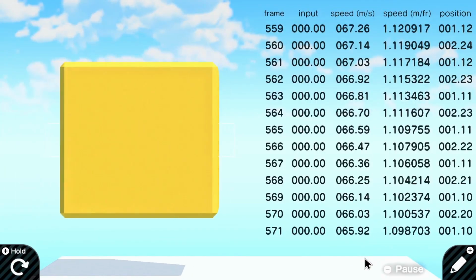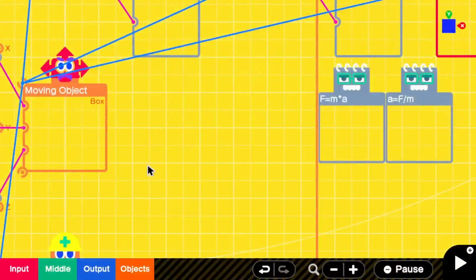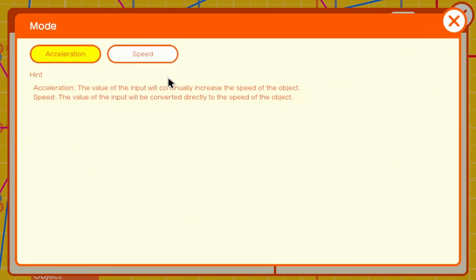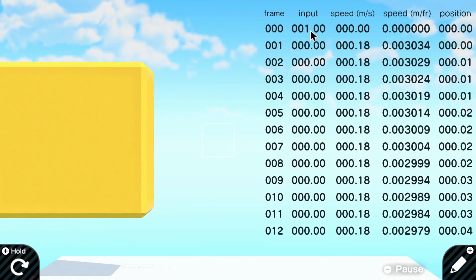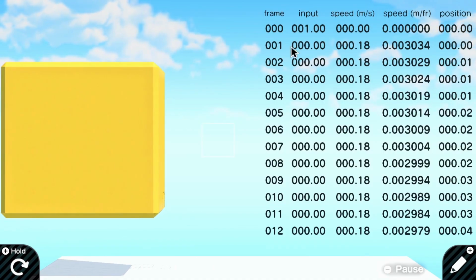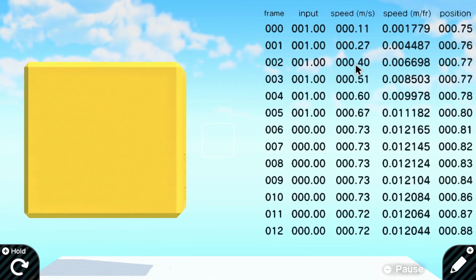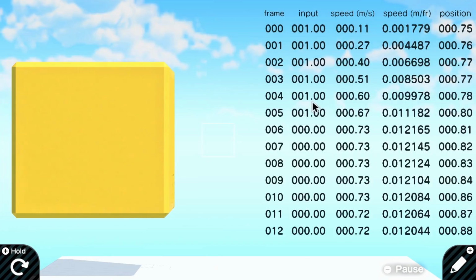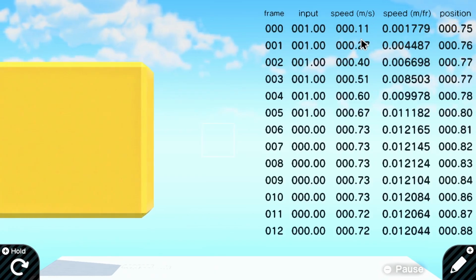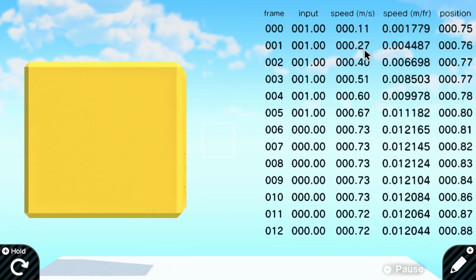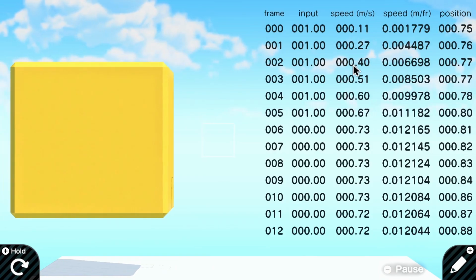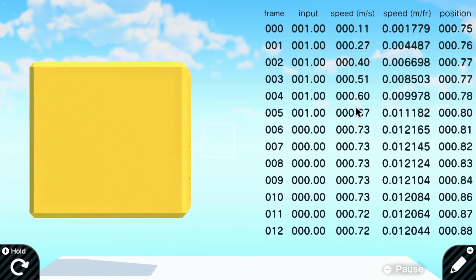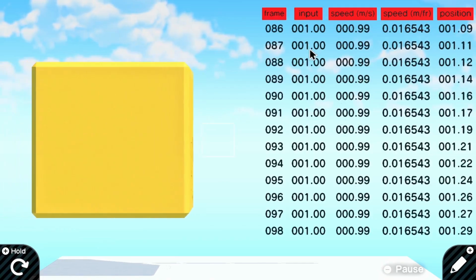Now, when we switch over to a speed moving object, it's the same thing. When we press the input for 1 frame, or for a few frames, it works the same as the accelerator object. It just accelerates normally, or it just pretends that it's on the accelerate setting, and it only changes once it reaches the target input.